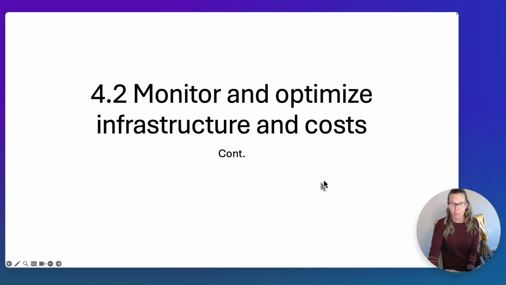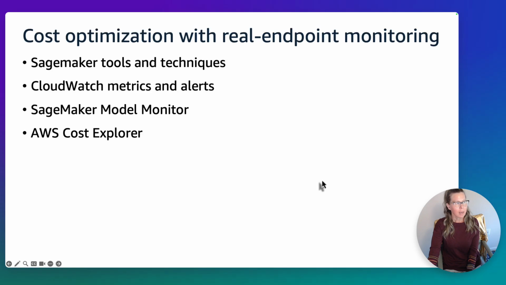Let's continue on with task 4.2. And to ensure cost optimization with real-time endpoint monitoring, you can use SageMaker tools and techniques: CloudWatch Metrics and Alerts, SageMaker Model Monitor, and Cost Explorer. In my AWS training content and the exam prep courses that I create for AWS Skill Builder, I talk a lot about cost optimization. Make sure you dive deeper into the AWS Well-Architected Framework cost optimization pillar.